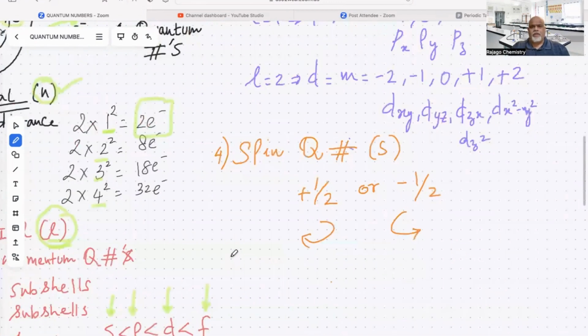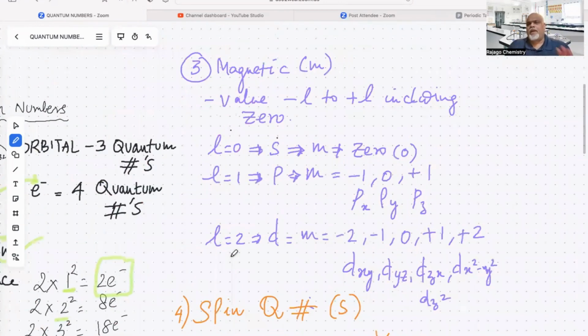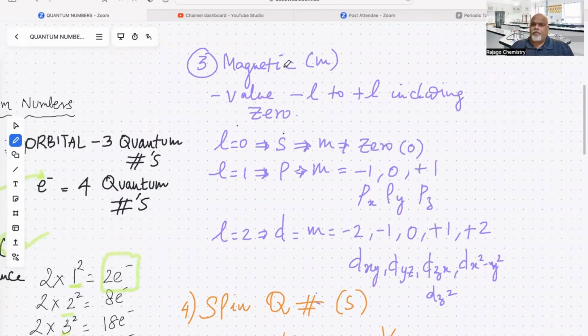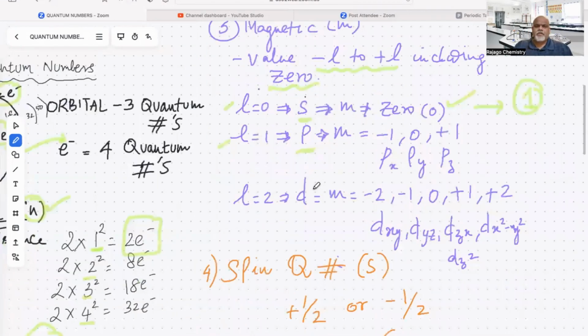The third one is called the magnetic quantum number. The magnetic quantum number is going to define a value. The m value is going to have values from minus L to plus L, including 0. Let's take L equal to 0. S is going to take minus 0 to plus 0, including 0, which means only one value. So m is going to take only one value. But when L is equal to 1, it is a P subshell.